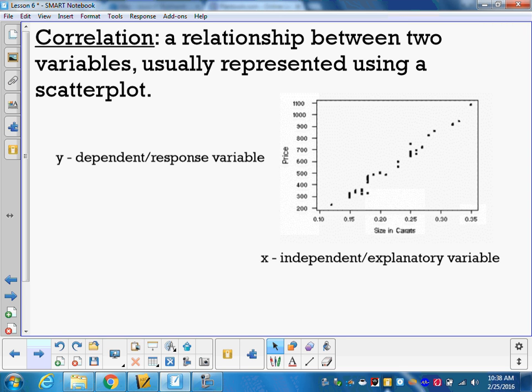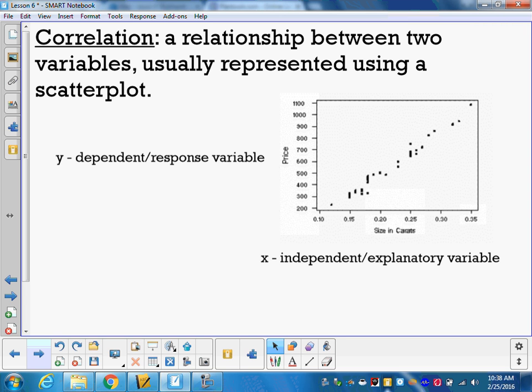Correlation is just a math word for relationship. No, you don't have to copy the scatter plot. You can if you want.